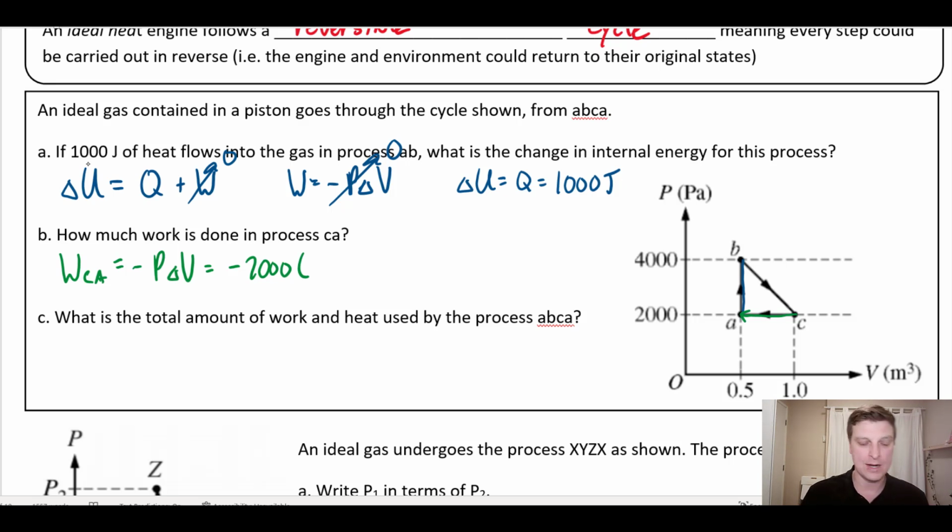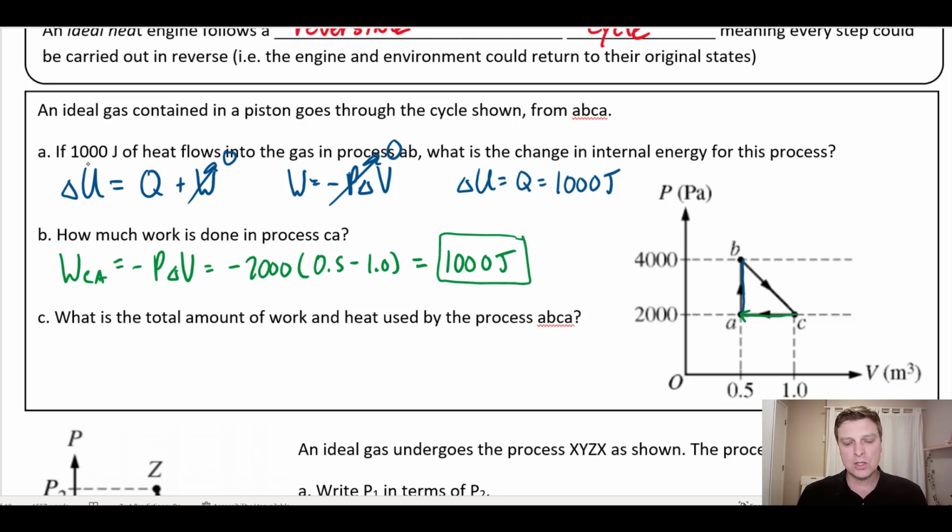So a final minus initial, so 0.5 minus 1.0. Now notice that when I do the math here and I calculate this all through, I end up with 1,000 joules of work, and I end up with a positive number, and that makes sense because work was done on the gas in this step because it was compressed. So my work should end up being a positive number, and lo and behold it is.